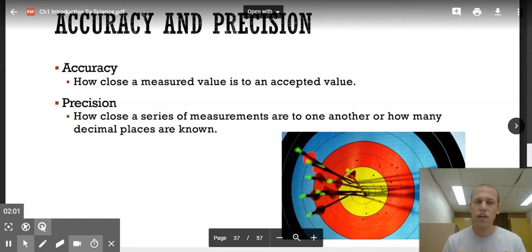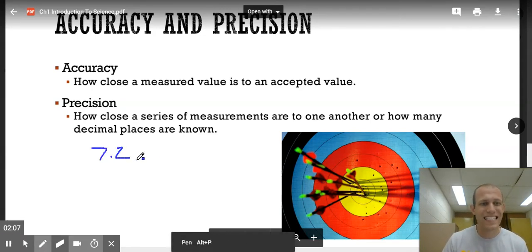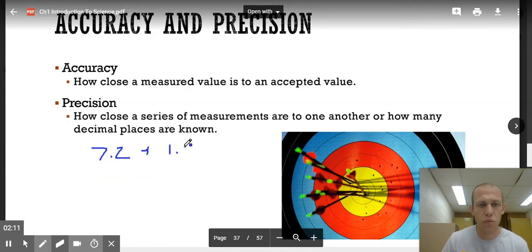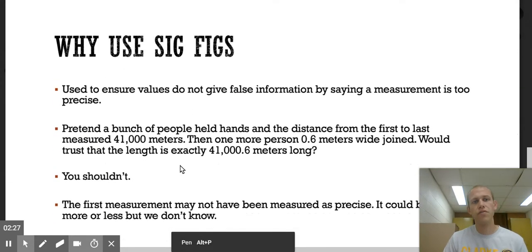So think about place values in the same way. Your place value of 7.2 is less precise than the number you might be adding to it, which is 1.000007. We're just going to call this answer 8.2, because this isn't very significant when compared with this number. So that's what we're going to be talking about with significant figures. We often call them sig figs.